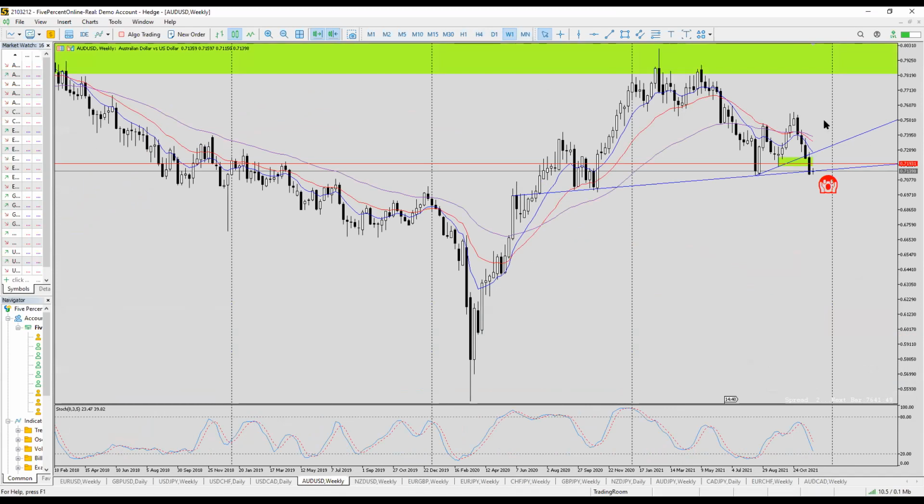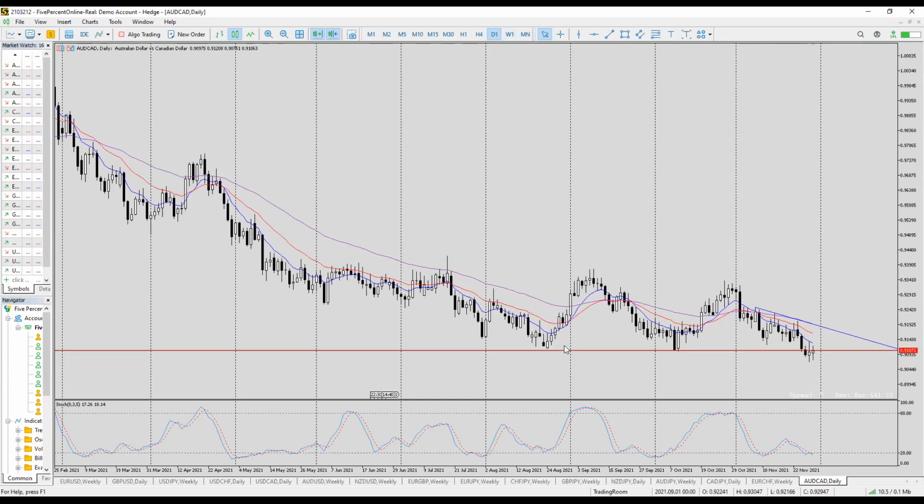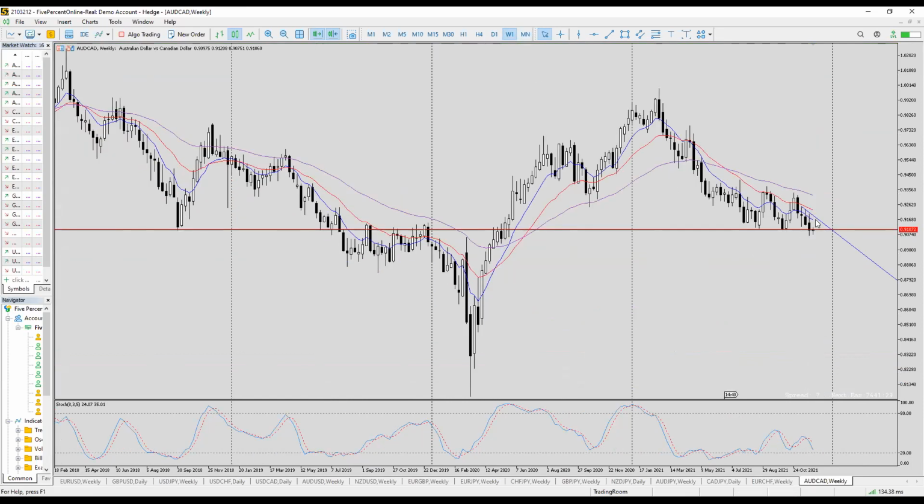So for me, the following weeks are definitely an opportunity to go short on Aussie dollar and on other pairs. For example, Aussie CAD broke below previous lows. This is the weekly chart. You can see here, this low, it closed below it. Now it's retesting it. It doesn't mean it couldn't close above it on the daily chart, but on the weekly chart, I would expect to see at least the weekly candle remaining below this level in order to go short.